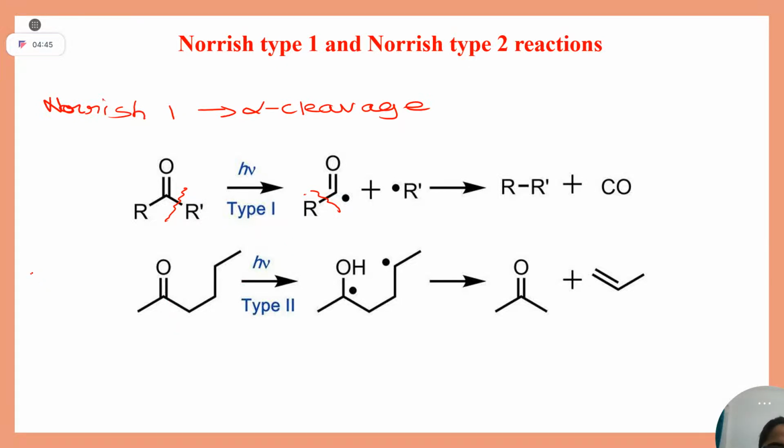Another type of reaction is Norrish type 2. First, we will have a brief recap of all these reactions, then we will solve problems. Students, start numbering. Your alpha carbon is which, this or this? Alpha carbon means the carbon next to carbonyl. So alpha, beta, gamma. Understood? Here also, let's say this R dash is CH3, so this is your alpha carbon. Keep in mind that alpha carbon is the carbon next to carbonyl.